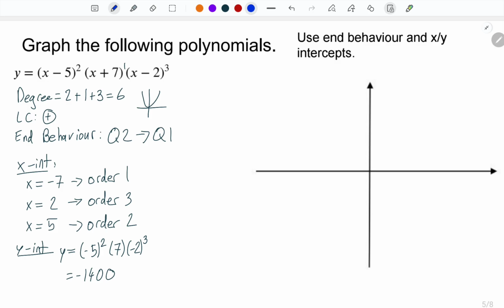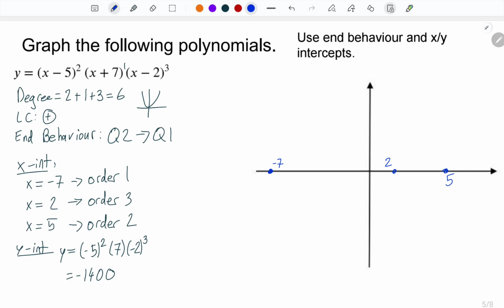Okay, so I will plot those intercepts. So -7, I'll put that at kind of the far end. 2 is going to be closer in. 5 is not going to quite go all the way because 7 was all the way out. So something like that. Again, just trying to keep scale. Label those as well. So I'll do -7, we'll do 2, and we'll do 5.